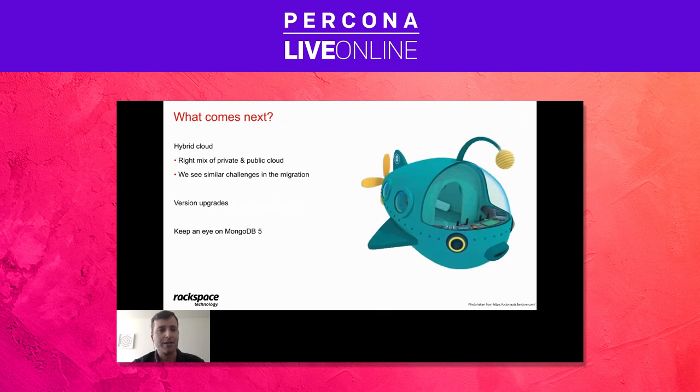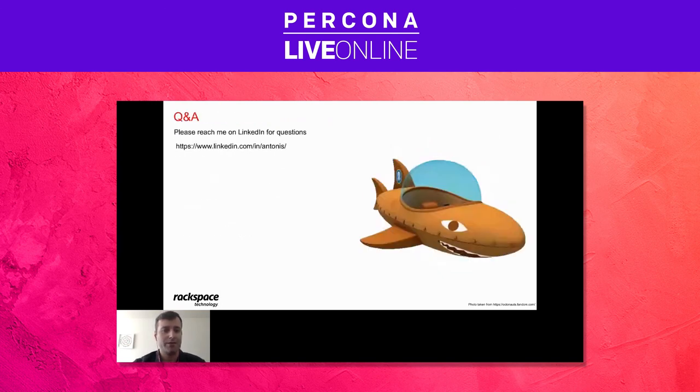Quickly, what comes next? I talked about hybrid cloud and most probably public cloud at some point. We're working on version upgrades to get to 4.4, and we keep an eye on Mongo 5 because it brings some exciting new things. All right. Any questions?